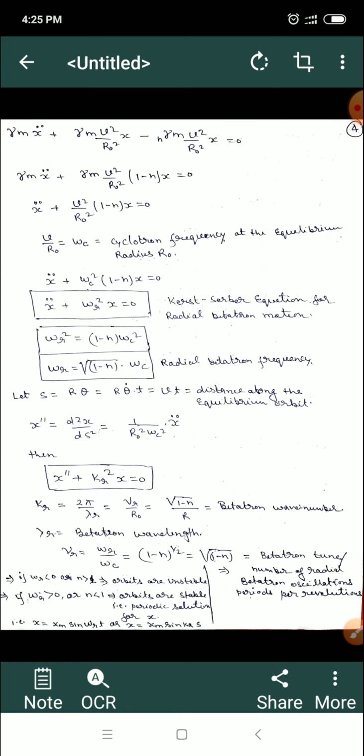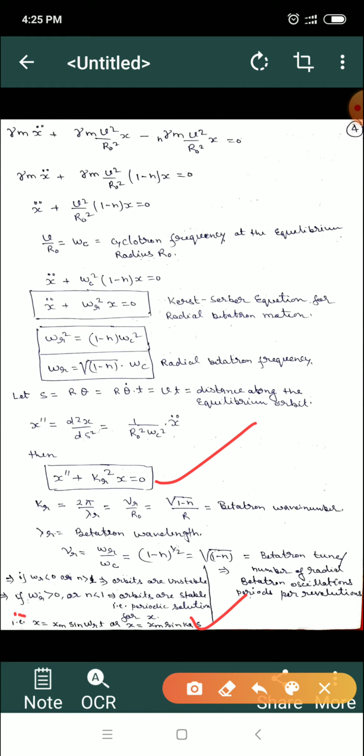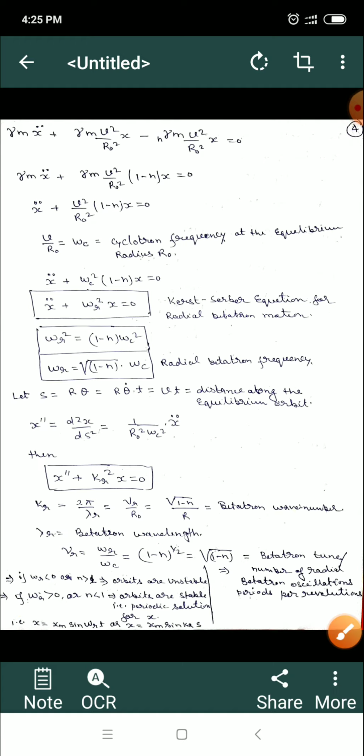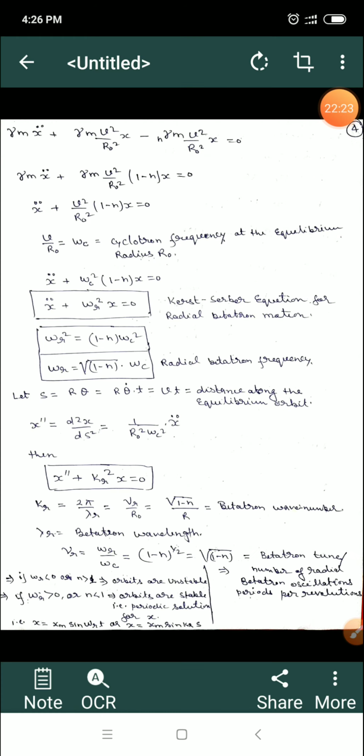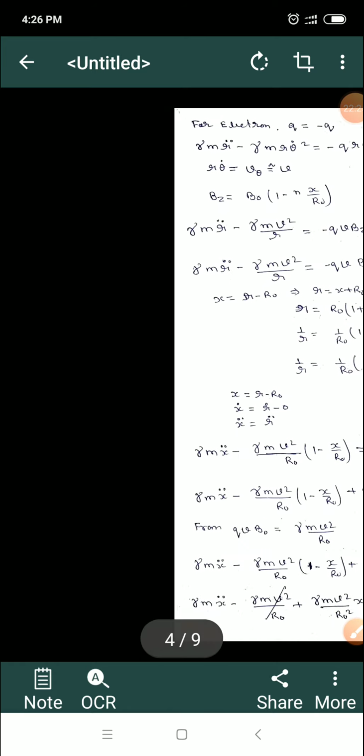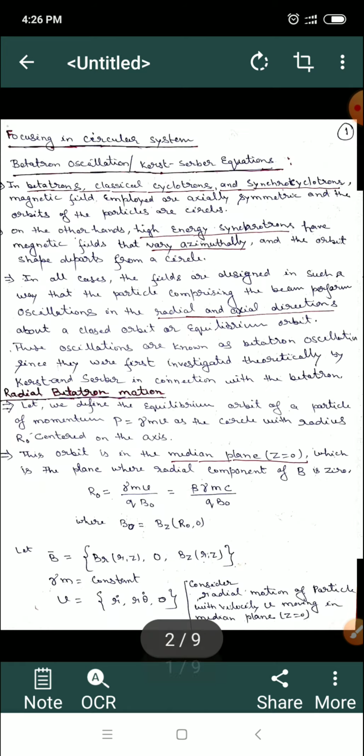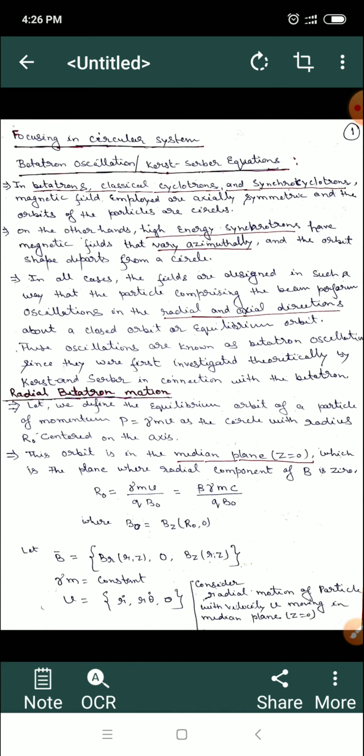So I have derived this. The solution of the Kerst-Serber equation, x double prime plus k square x is equal to 0, is x equal to xm sine omega r t, or x equal to xm sine kr into s. This is the solution of the Kerst-Serber equation, which tells the trajectory of the charged particle moving in a circular path. Now I have done the derivation of the Kerst-Serber equation for radial Betatron motion, which is also sometimes known as horizontal Betatron motion.